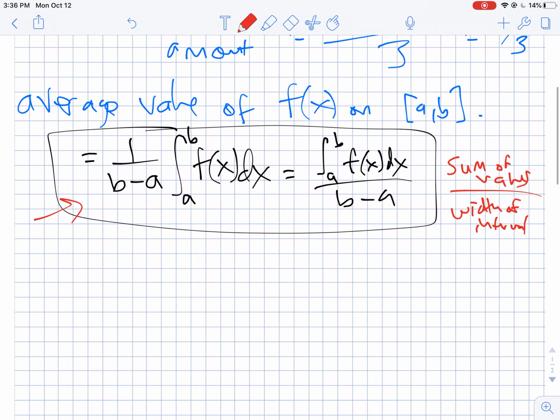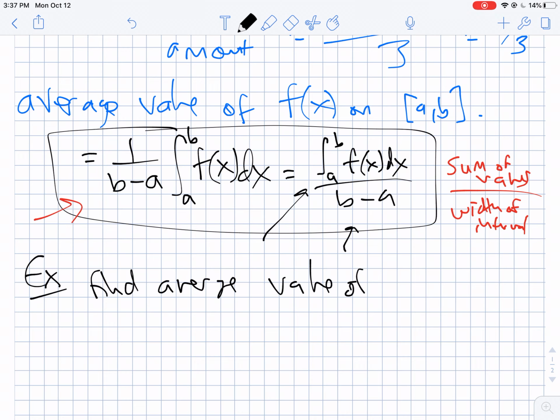So let's talk about some examples here. But this average value, this idea of finding the integral to sum them all together and divide by the width, that's the key. And look for this anytime you see an average value, average height, something like this. So suppose I tell you to find the average value of f of x equals 1 plus x squared on the interval from -1 to 2.